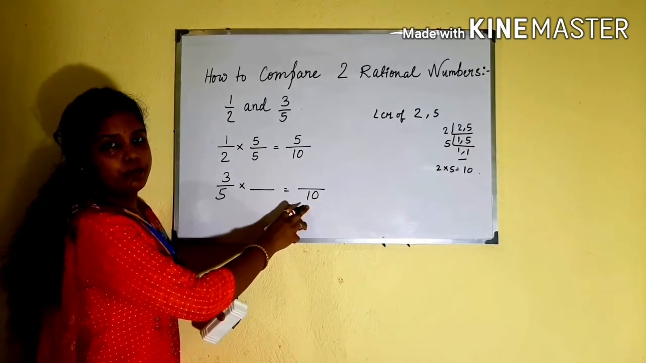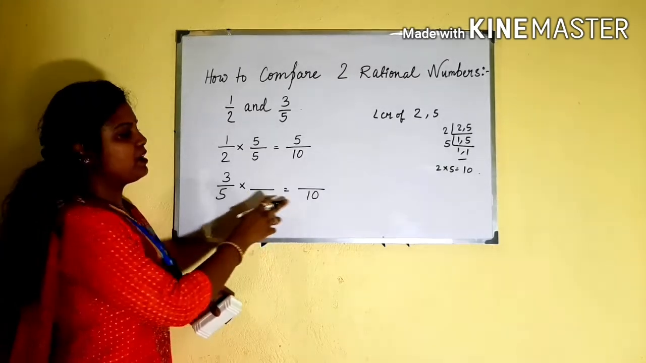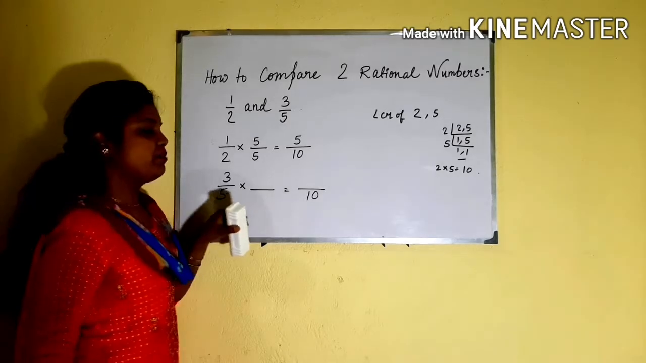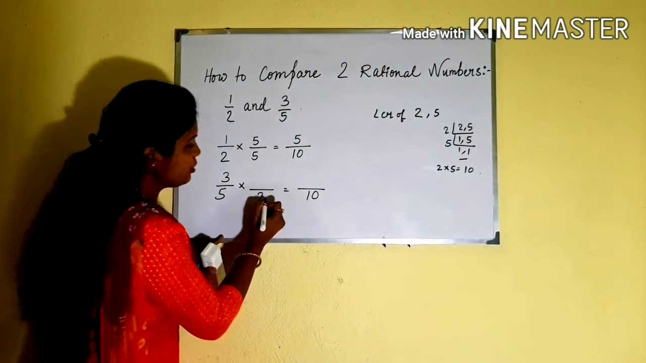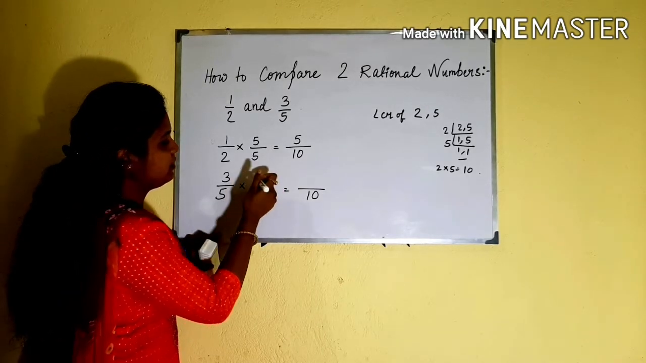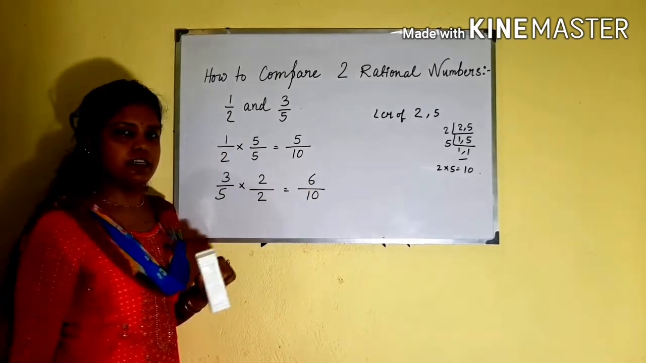We need the denominator here as 10. We have 5 here. So with what number shall we multiply so that we get 10? You can simply get it by 10 divided by 5, that is equal to 2. So we have 2 here. The same integer will be multiplied in the numerator, 2. We get 6 by 10.